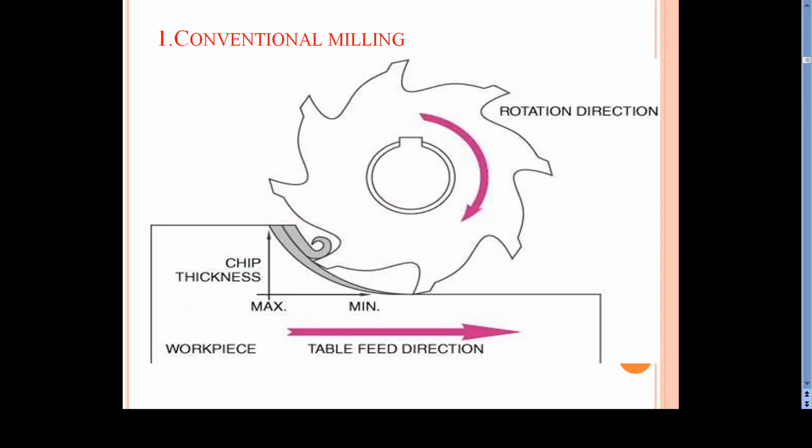So this picture shows the up milling or conventional milling. From this you can see this is the cutter, the direction of rotation is clockwise, and this is the table feed which is opposite to the direction of the peripheral velocity of the cutter. And you can see here the depth of cut is minimum at the beginning and maximum at the end.